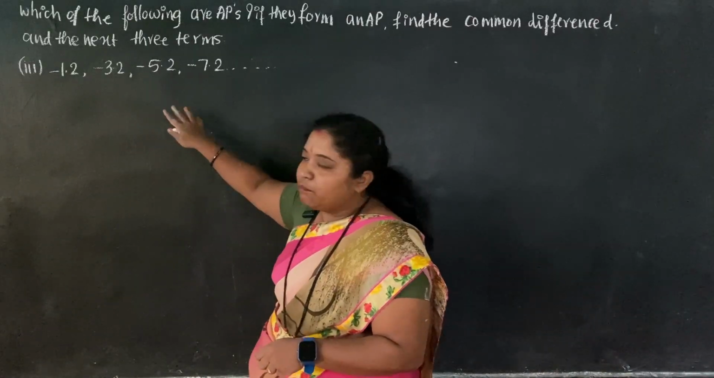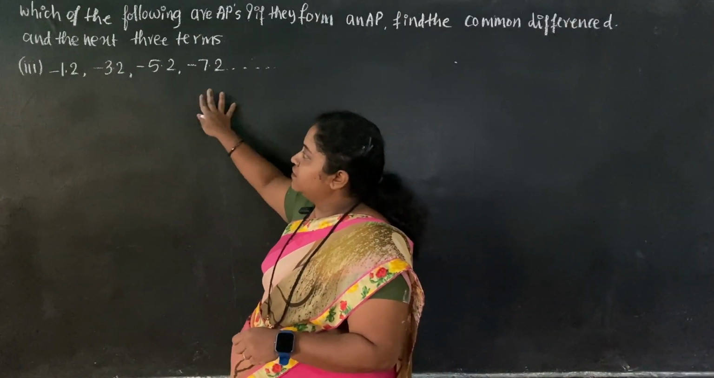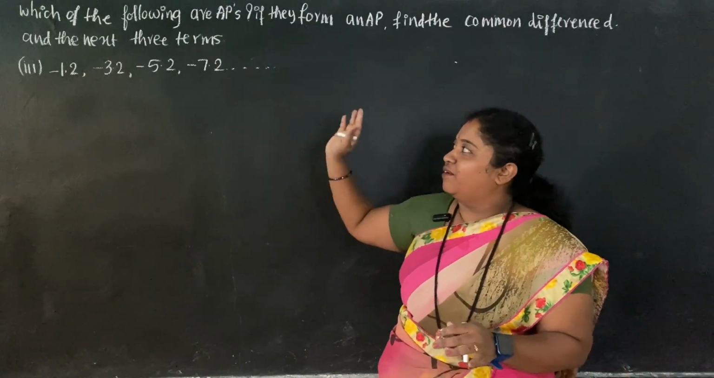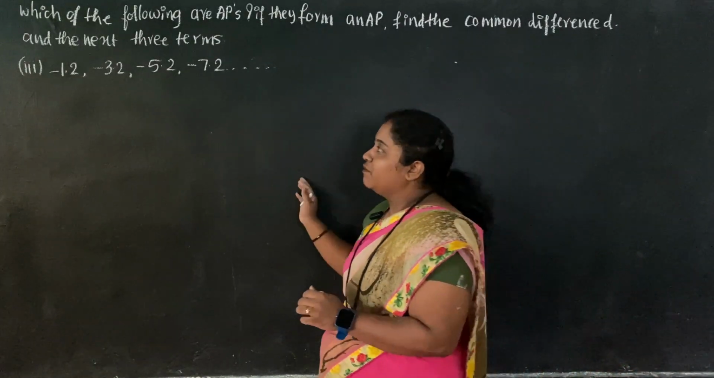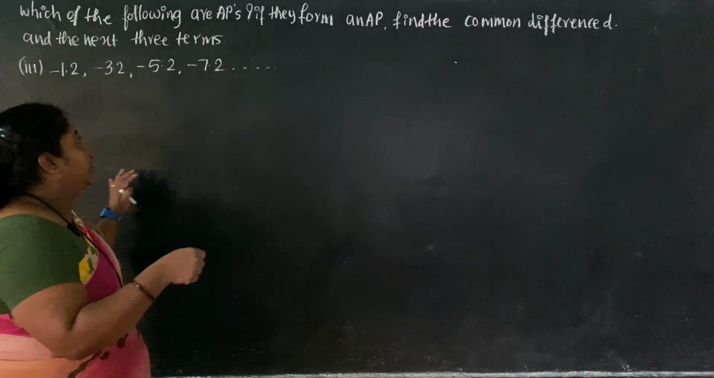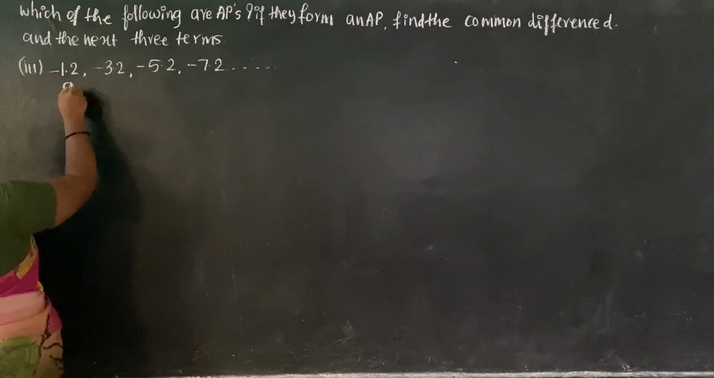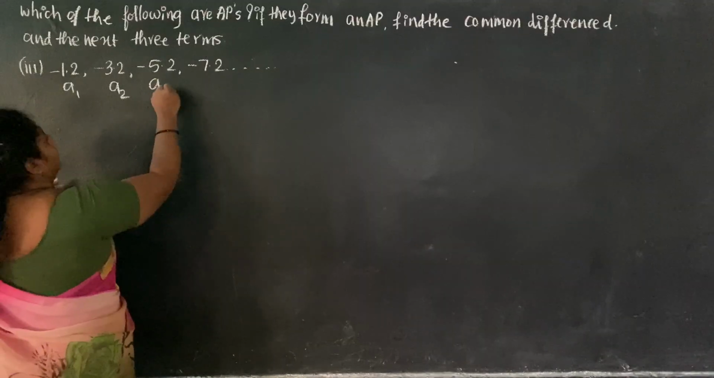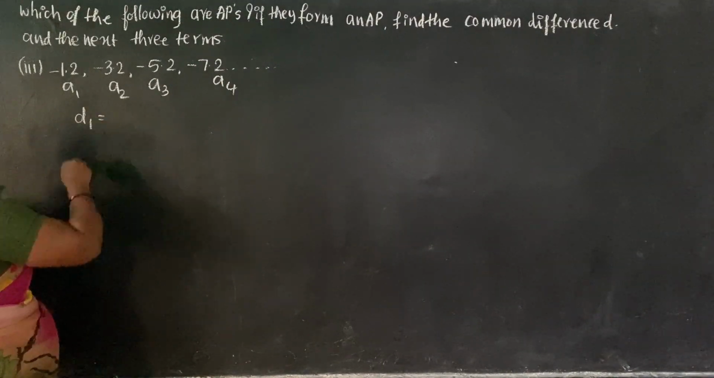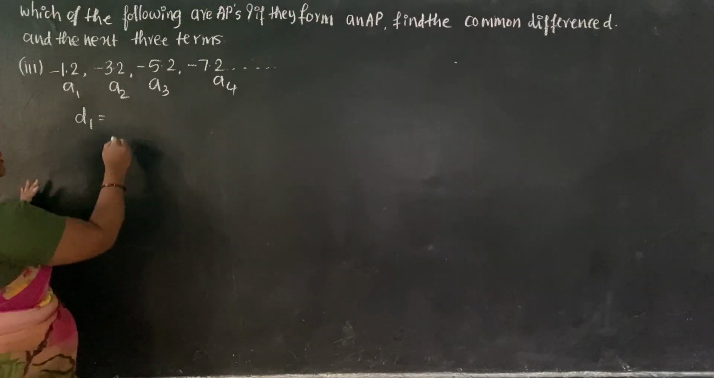Third question is minus 1.2, minus 3.2, minus 5.2, minus 7.2. By looking at it, you can say maybe it is an arithmetic progression, but we need to check it, right? So first, by calculating the D values, we will check it. I told you this is A1, A2, A3 and A4. First let me calculate the D1 value. How can I calculate the D1 value, dears?